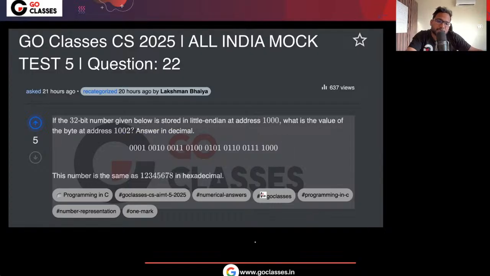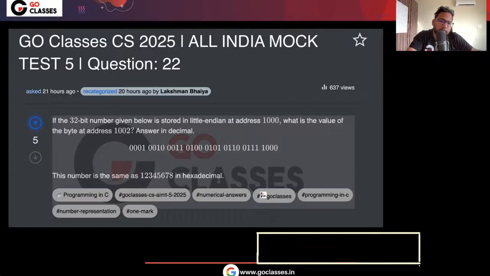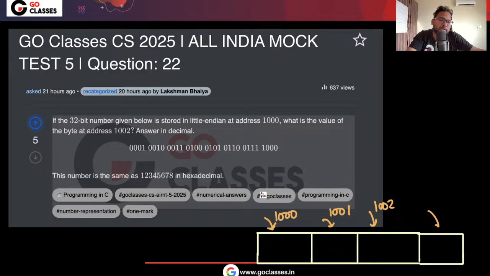See, let's suppose this is a 1, 2, 3 and 4 byte number, right? So it will be stored in memory like this. You will be storing in the memory like this. At address 1000, you will be storing something. Address 1001, address 1002, address 1003. It will be taking 4 bytes. That is for sure.